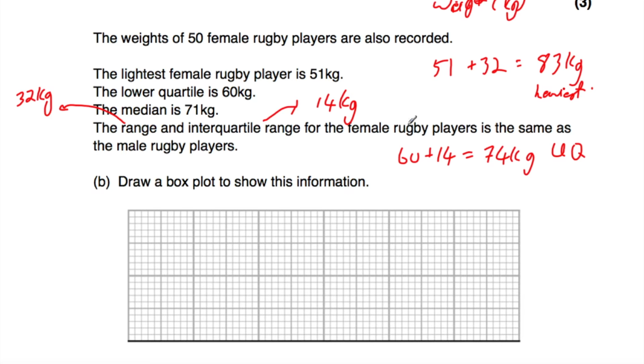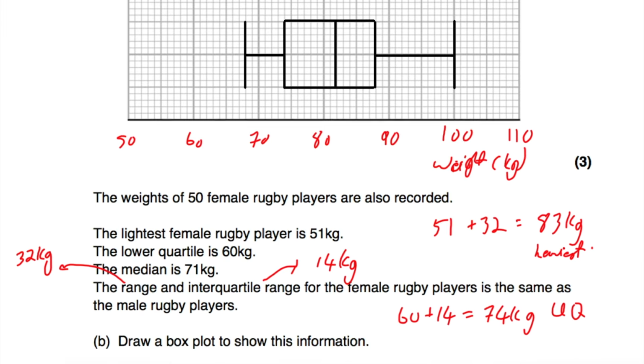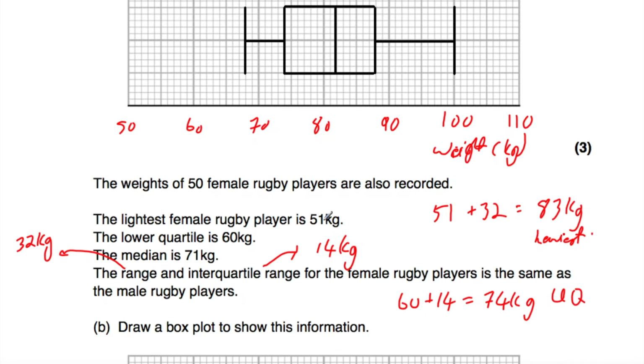So that's right. Okay, so we've now got the lightest, we've got the lower quartile, the median, the upper quartile, and the heaviest. Let's just draw them. So we've been asked to draw the box plot. So let's see if we can use the same scale. The lightest one is 51 kilograms. 50, yep, that works. So let's use the same scales.